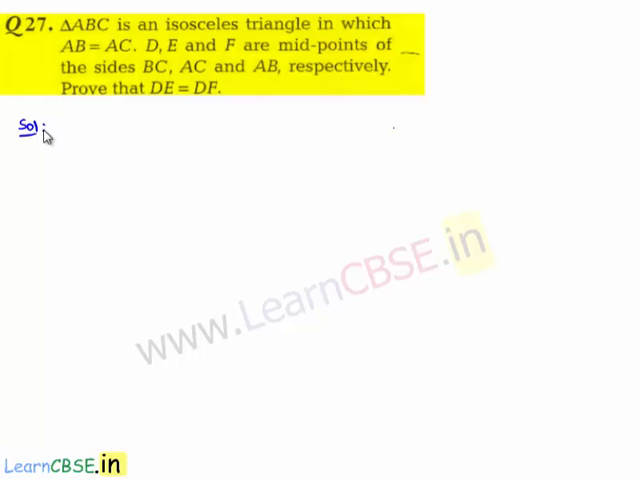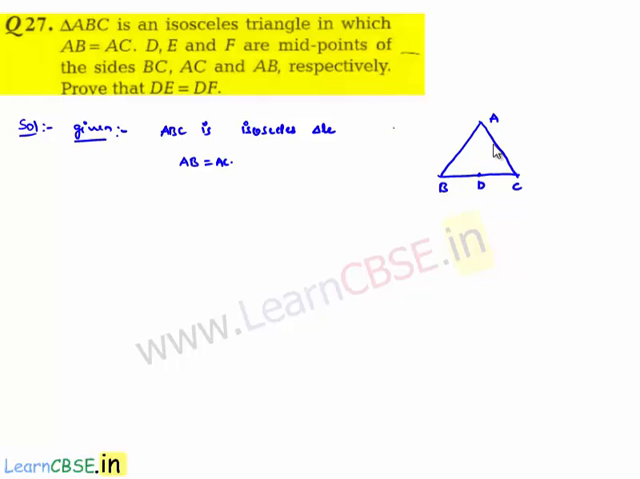Now moving on to solution. He has given that ABC is an isosceles triangle. So let us draw an isosceles triangle ABC in which AB is equal to AC, and it is given that D is the midpoint of BC and E is the midpoint of AC and F is the midpoint of AB.